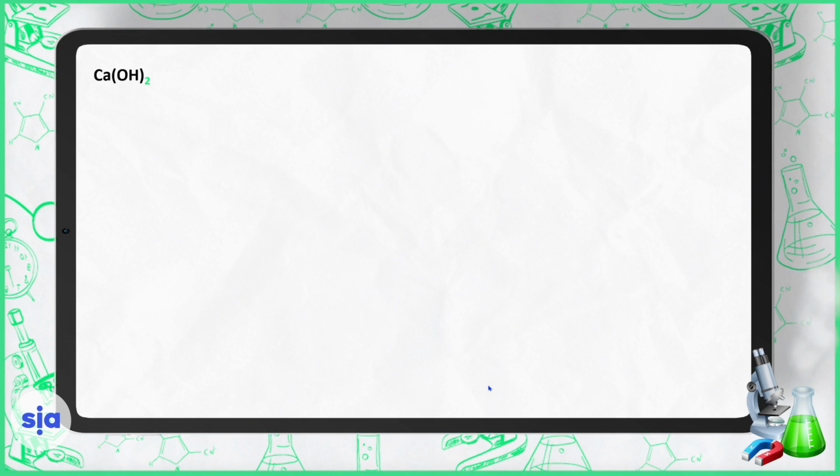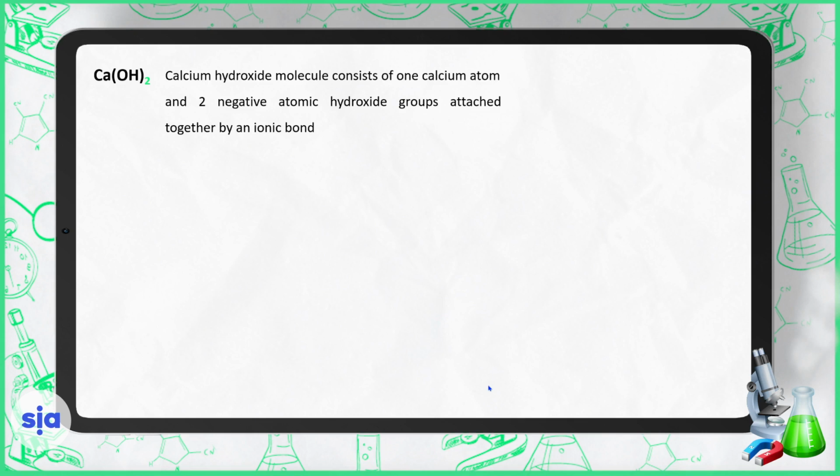What about Ca(OH)2, calcium hydroxide? Calcium hydroxide molecules consist of 1 calcium atom and 2 negative hydroxide groups. Remember that the hydroxide group is an atomic group. It enters the chemical reaction as a group, not as oxygen and hydrogen alone. So 2 hydroxide groups are attached to the calcium by an ionic bond.